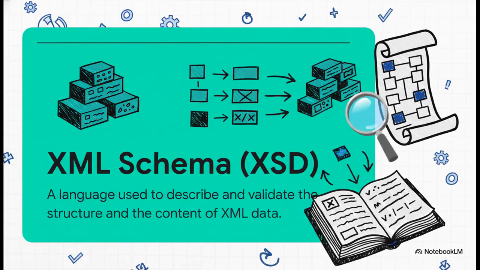So to get a little more specific, an XML schema, and you'll often see these as files ending in .xsd, is a document that defines the legal building blocks of an XML document. It sets the rules for the structure, what kind of content can go where, and even the super specific data types. It is, quite literally, the official rulebook.